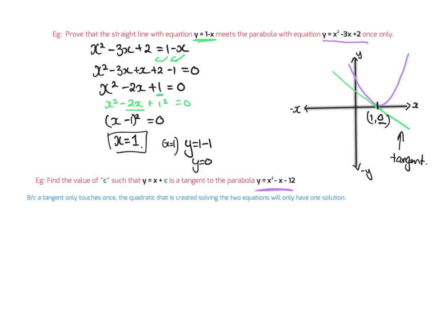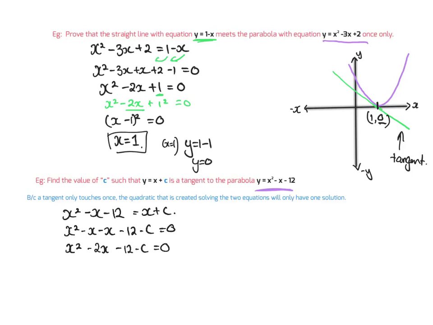So the first thing we need to do is let them equal each other. So if I wrote the quadratic out, and I'll let it equal the other one, okay, and then we bring everything onto the other side. So x squared minus x minus another x minus 12 minus c equals 0. So I end up with x squared minus 2x minus 12 minus c equals 0.